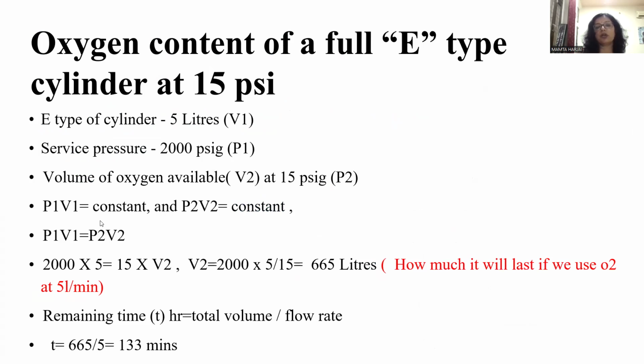Now, what is the oxygen content of a full E-type cylinder at 15 psi? The E-type cylinder volume is around 5 liters. Service pressure when full is 2000 psi. So the volume of oxygen available, V2, we have to calculate at P2, which is 15 psi. We know the equation. We put these values in the equation, and after multiplication and division, it comes to around 665 liters. The next question is how long it will last if we use oxygen at 5 liters per minute. We simply divide it, and it will come in minutes, and we can get the hours in which we expect the cylinder to get exhausted. I think I'm clear here.